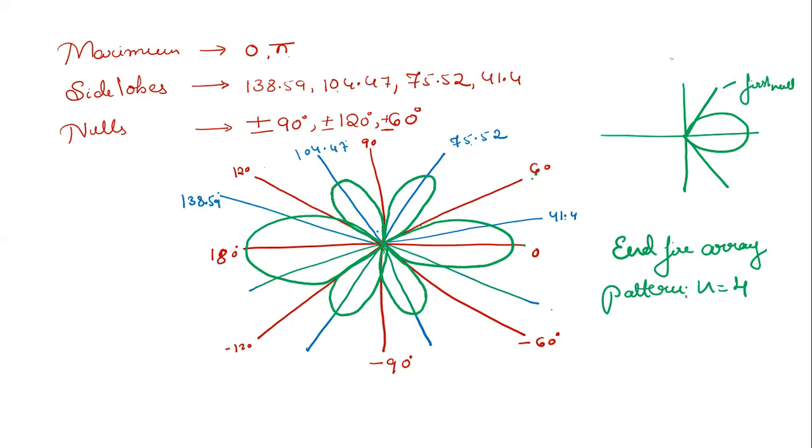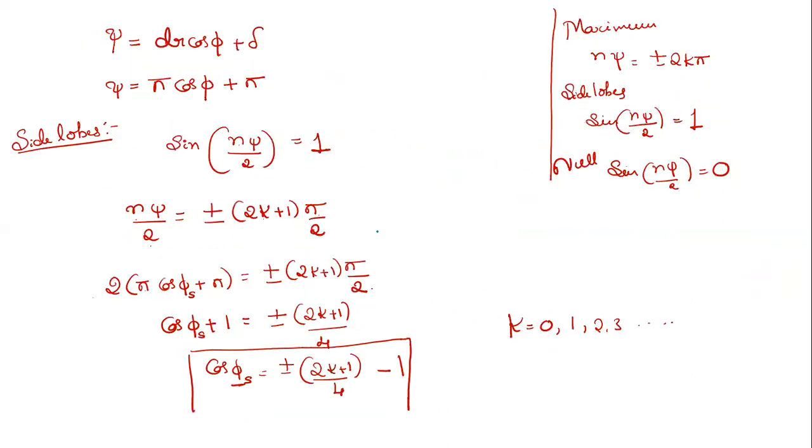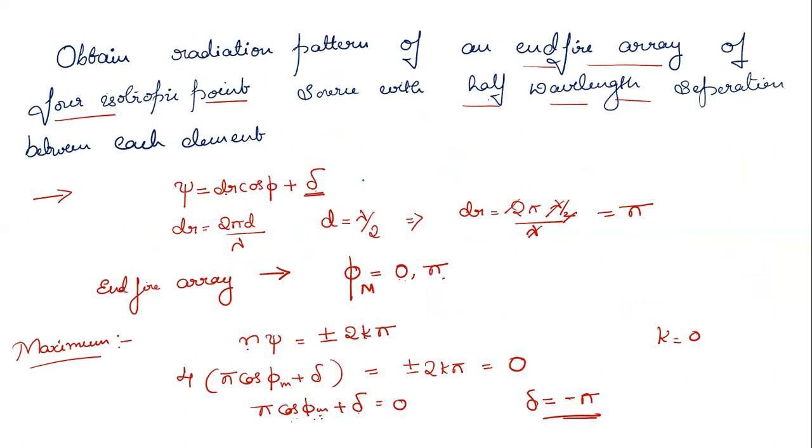Now let me explain one particular condition with this. Okay, see what we had done. End fire array means I knew that the maximum is at 0 or 180 degree. If I had been given a broadside array, what would you have done? Instead of φm equal to 0 or 180, you could have taken it 90 degree or minus 90 degree.